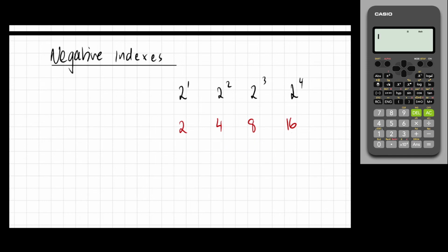But let's think about it in reverse. What happens if I'm going back this way? To get from 16 to 8, I've got to divide it by 2. And then to get from 8 to 4, we divide that by 2 as well. And you can see we get this pattern forming. Now we can also see this for 2 to the power of 0. From our previous lesson, we knew that 2 to the power of 0 is just equal to 1. And you can also see from our pattern that we can get to this number by again dividing by 2.